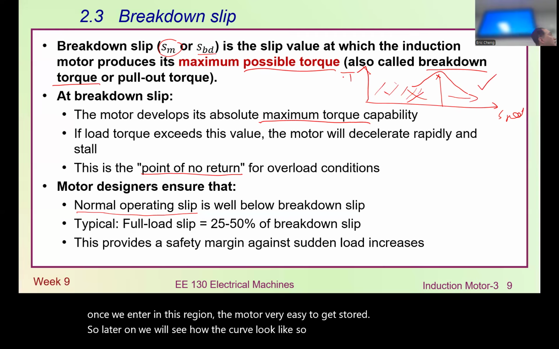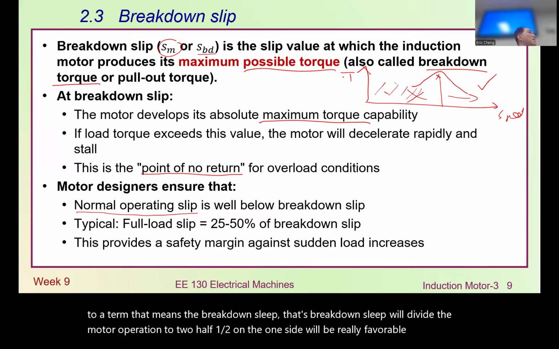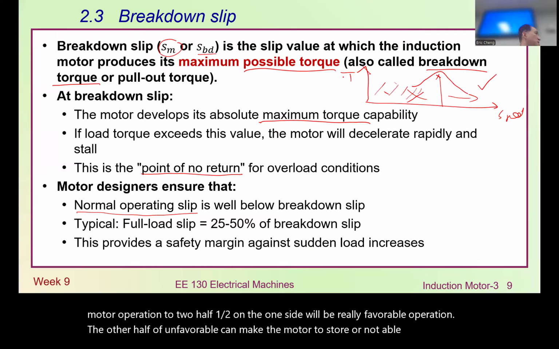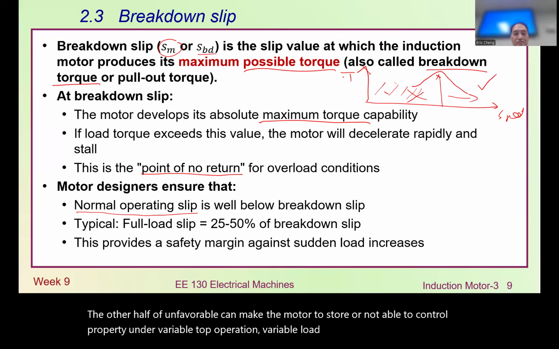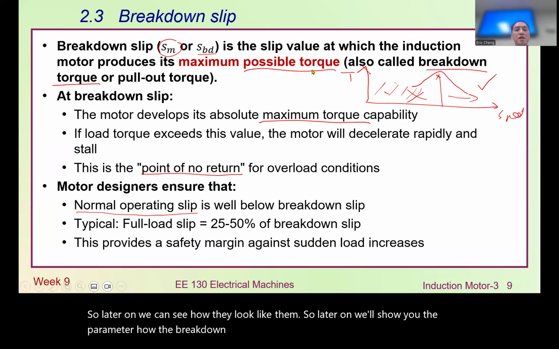So here I introduce a term called the breakdown slip. The breakdown slip divides the motor operation into two halves. One half, on the right-hand side, is really favorable operation. The other half is unfavorable and can make the motor stall or become uncontrollable under variable torque, variable load operation. Later on, we'll show you the parameters, what the maximum torque looks like, and what the breakdown slip looks like.